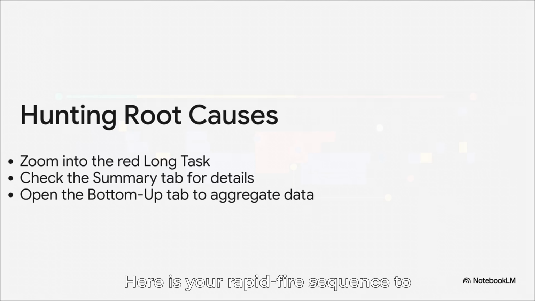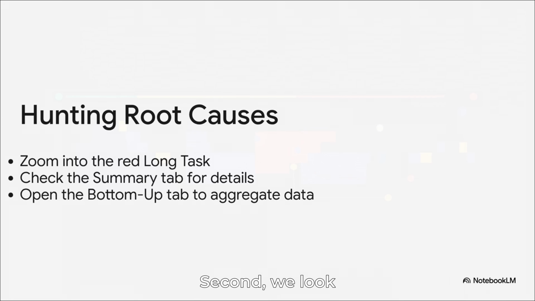Here is your rapid-fire sequence to cut through the noise. First, scan the main track for yellow blocks with that warning red triangle and those red stripes. Boom, there's our long task right after the click event. We click on that specific task. Second, we look down at the summary tab at the bottom of the screen. It confirms a massive block of scripting time. Third, and honestly, this is the pro move right here, we click over to the bottom-up tab.